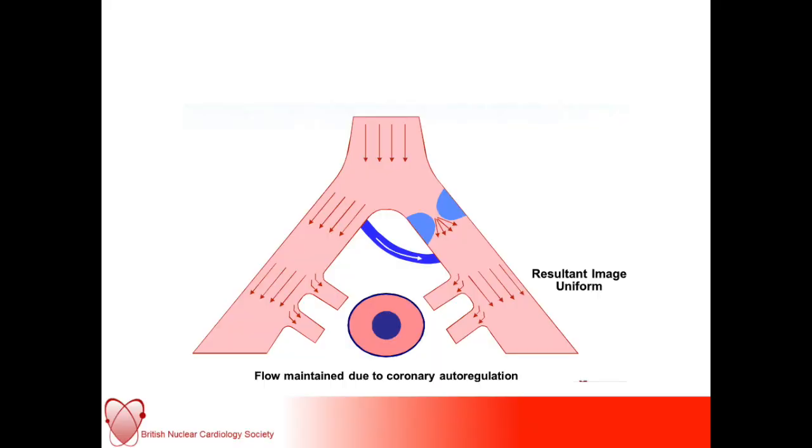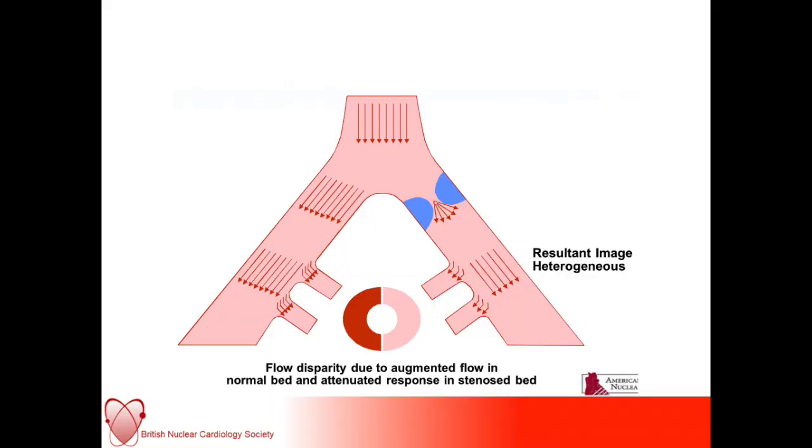But this is the principle that we're trying to dysregulate, I suppose. We have a stenosis here in one limb of this coronary, but because of coronary autoregulation of flow, blood flow is maintained across that stenosis, and perfusion is symmetrical. If we cause hyperemia, blood flow across that stenosis is no longer maintained. There's a reduction in blood flow, and therefore the image that we would get, because perfusion is reduced, is a heterogeneous image, and that's what we're trying to recreate.